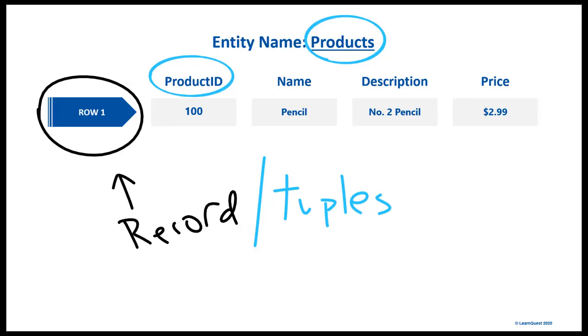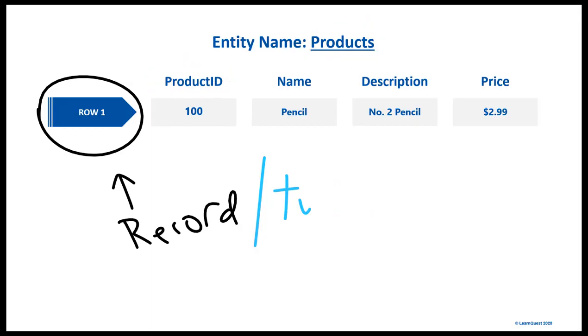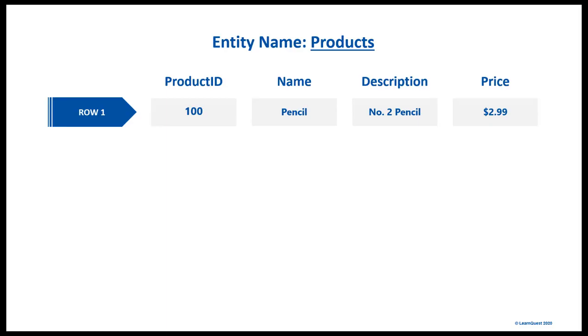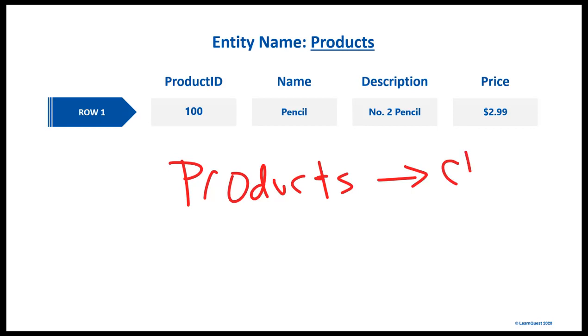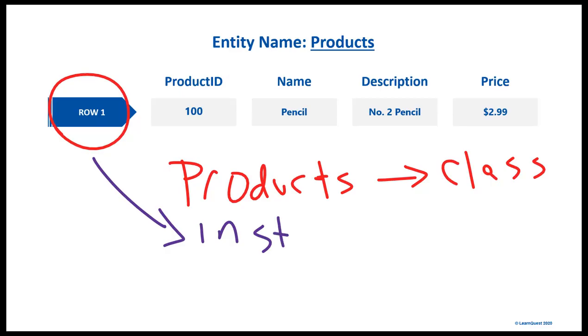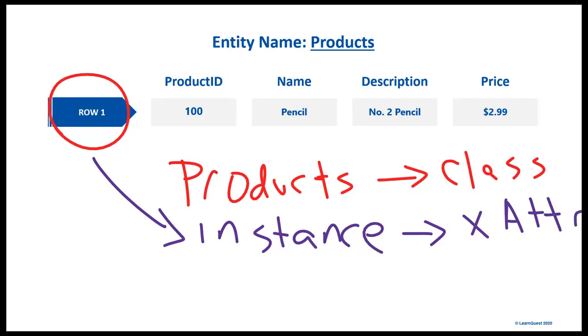Let me take this one step further because I'm having too much fun with this. If you speak with a developer, they may tell you that products is a class because that's how they reference it in their code. So they will say the products class. They will also say that each row in this class is referred to as an instance of the product. And one instance is going to contain X number of attributes, and those attributes are the fields.